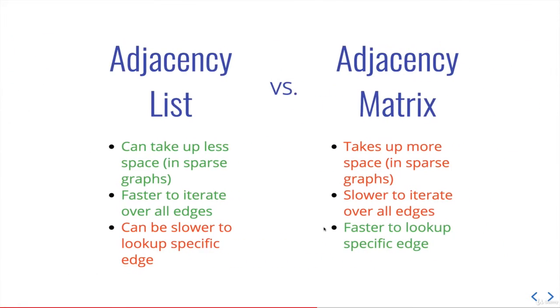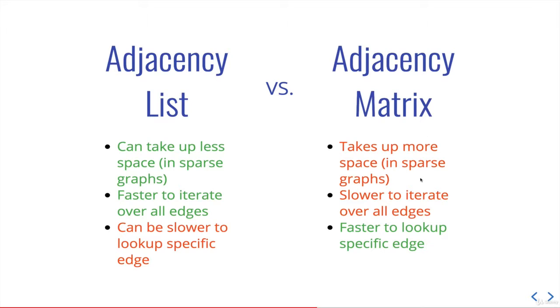The big O itself doesn't matter that much right now. Just know that in general, a matrix takes up more space. When we're talking about sparse data sets, it's not great. It's slower to iterate over every edge, but it is faster to look up a specific edge. Also, some people think the implementation of a matrix can be a little easier. An adjacency list takes up less space, it's faster to iterate over all edges, but it's slower to query for the existence of an edge.